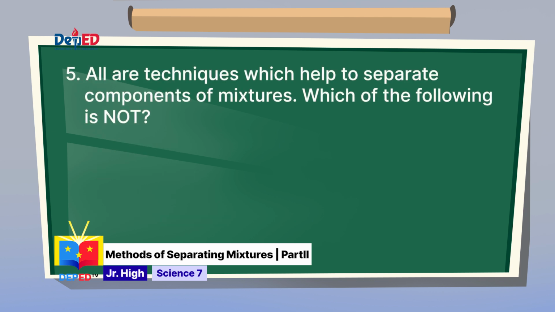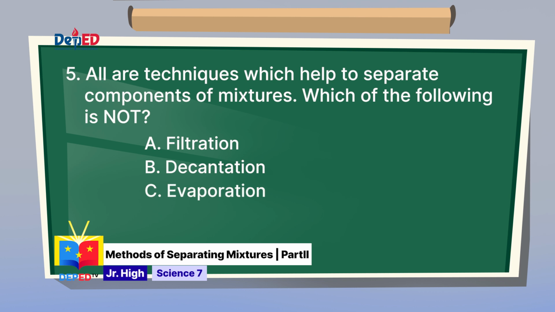Number 5. All are techniques which help to separate components of mixtures. Which of the following is not? A. Filtration. B. Decantation. C. Evaporation. D. Condensation. Filtration, decantation, and evaporation are all methods of separating mixtures except for condensation. The correct answer is letter D.